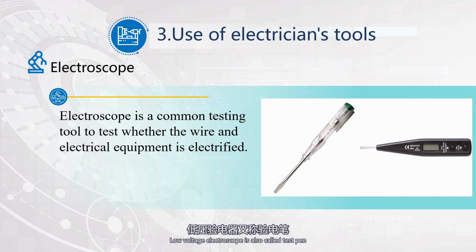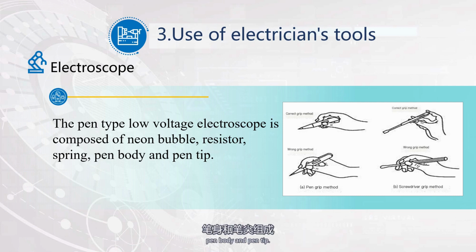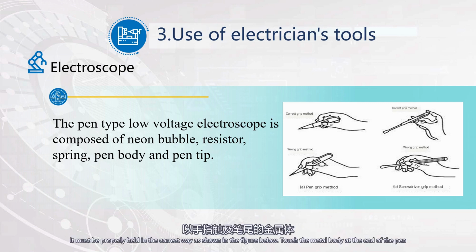Low voltage electroscope is also called test pen, including two types, pen type and digital type. The pen type low voltage electroscope is composed of neon bubble, resistor, spring, pen body, and pen tip. When using the test pen, it must be properly held in the correct way as shown in the figure below. Touch the metal body at the end of the pen with your fingers so that the backlight of the small window of the neon tube faces the operator.